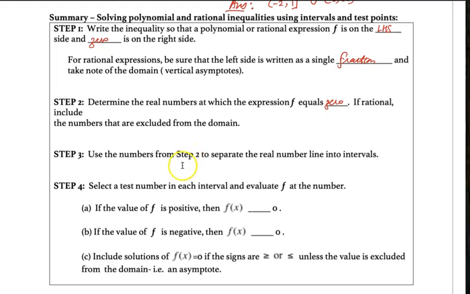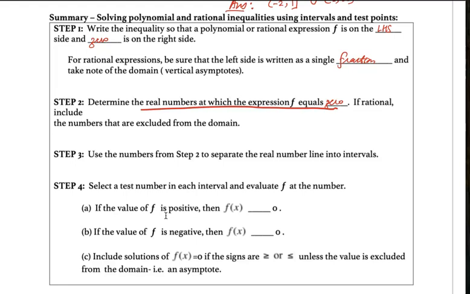If the rational expression includes numbers that are excluded from the domain, like a vertical asymptote, we remove them. Use the previous step to separate the number line into intervals. We break it up, and another point is your x-intercept. That's the second step, the real number where the expression equals 0. And step 1 is to write the inequality as a single fraction.